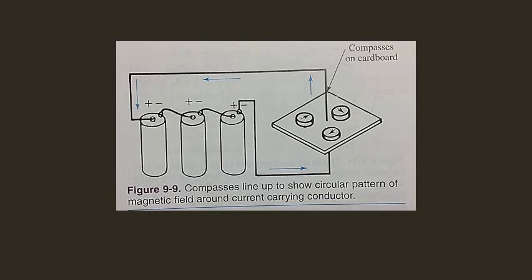Pass a current-carrying conductor through a sheet of cardboard. Place small compasses close to the conductor. The compasses will point in the direction of the magnetic lines of force, figure 9-9. Reversing the current will also reverse the direction of the compasses by 180 degrees. This shows that the direction of the magnetic field depends upon the direction of the current. The left-hand rule for conductors can be used to determine the direction of the magnetic field around the current-carrying conductor.